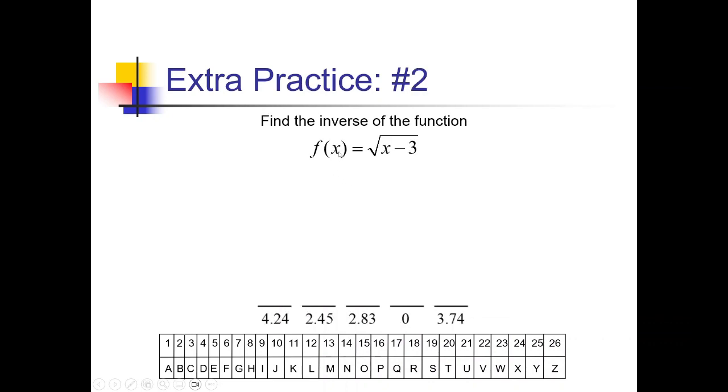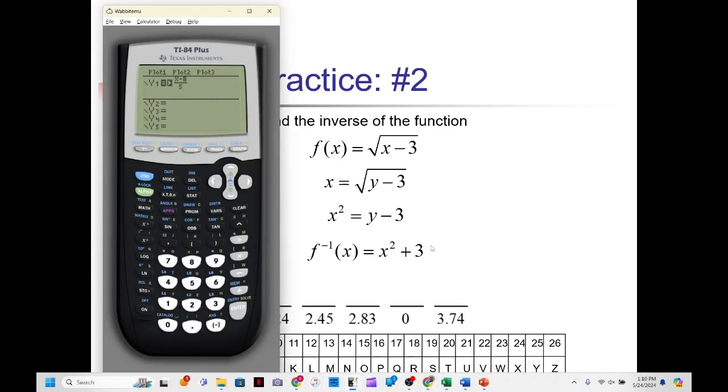So for number 2, we're starting out with f of x equals radical x minus 3. Let me reverse x and y and rewrite this as x equals square root of y minus 3. Now to get y by itself, I have to get rid of this square root by squaring both sides. So I have x squared equals y minus 3. And then finally, let me add 3 to the other side to get y by itself. So we have f inverse equals x squared plus 3 for my inverse function. Let me put this in the grapher now.